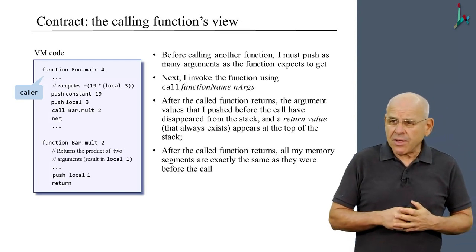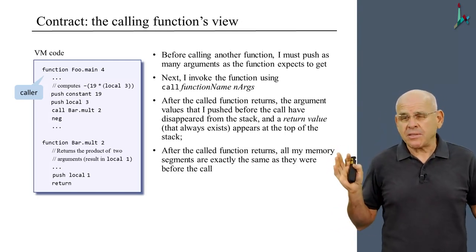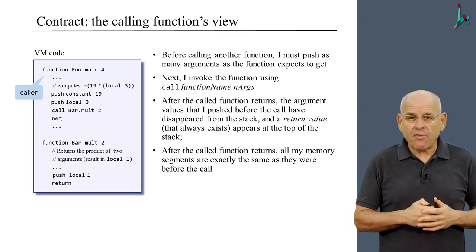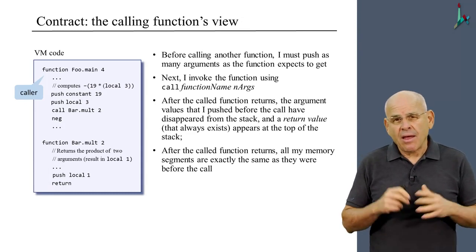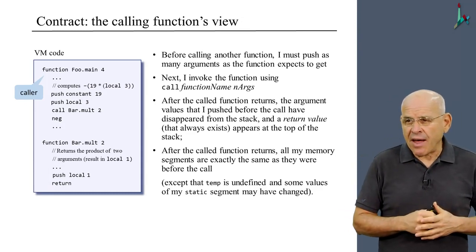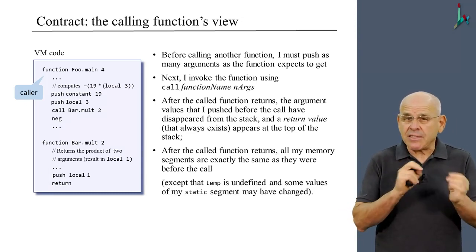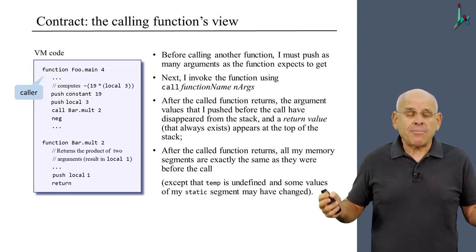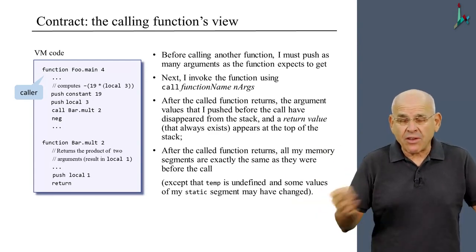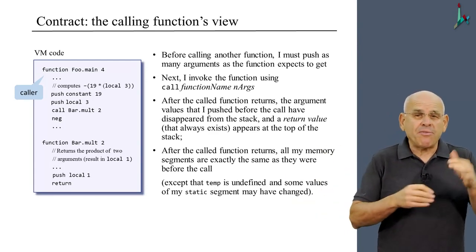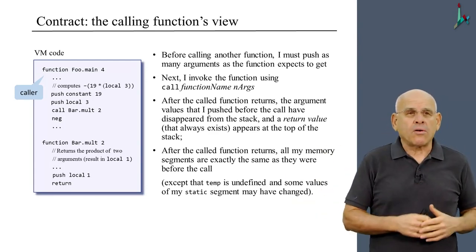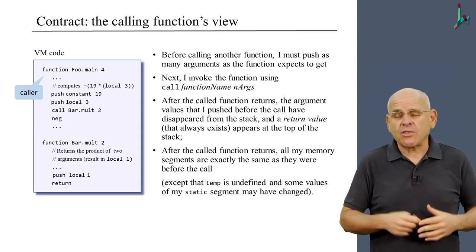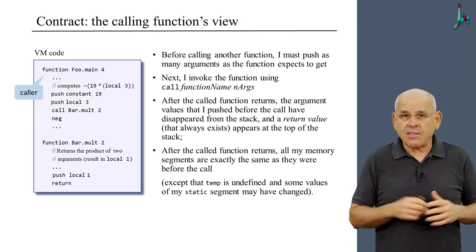After the call function returns, all my memory segments magically are exactly the same as they were before the call, except that temp is undefined, and some values of my static segment may have changed because the static segment is visible by all other functions in the application. So it may be that some function that I called, or functions that were called by the function that I called, changed some statics, and that's just fine.